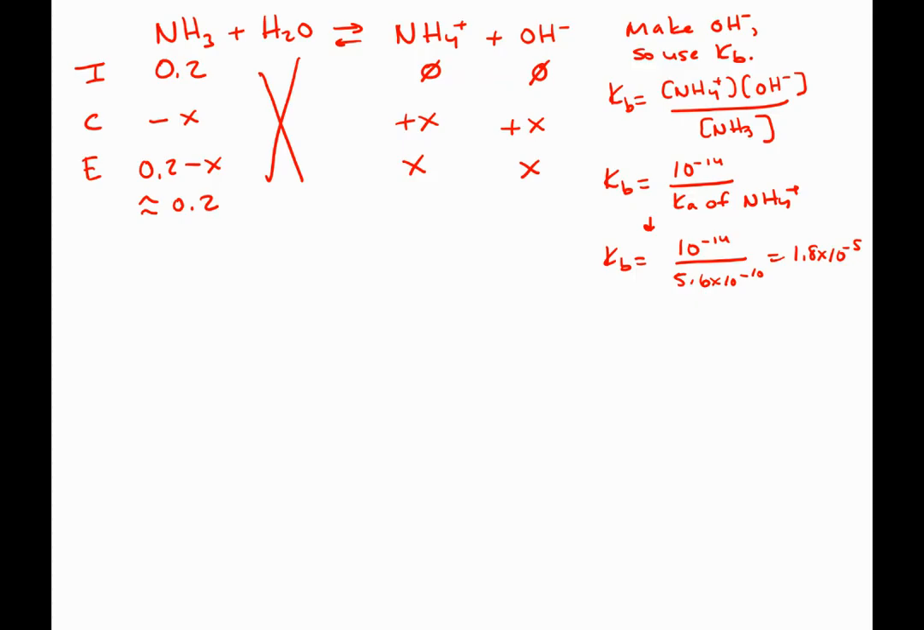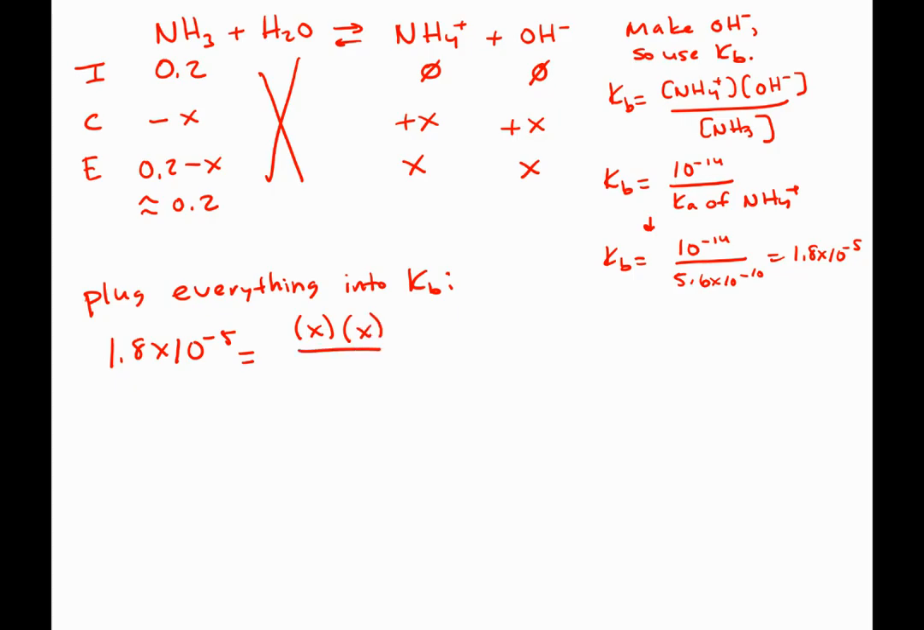Now that you have the equilibrium line filled in, you could take everything that's on the equilibrium line and plug it into the Kb expression. So plug everything into Kb. Now, we have that Kb is 1.8 times 10 to the minus 5, and that's also equal to the concentration of NH4+ at equilibrium, which is X, the concentration of hydroxide at equilibrium, which is also X, over the concentration of NH3 at equilibrium, which we approximated to be 0.2.